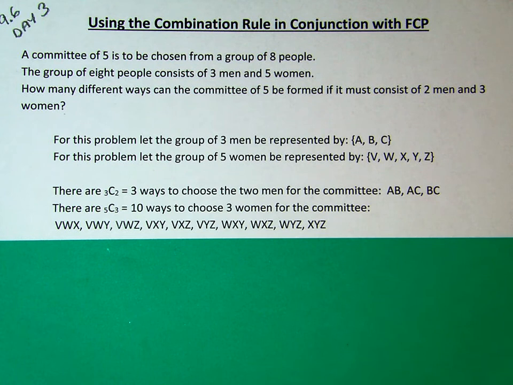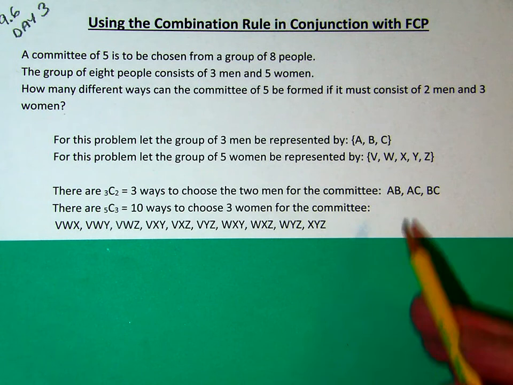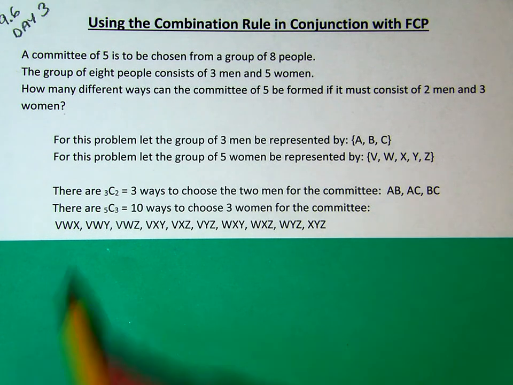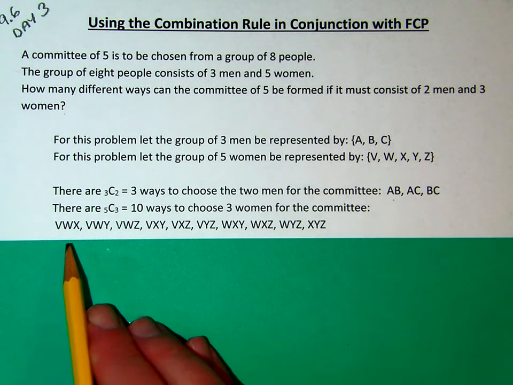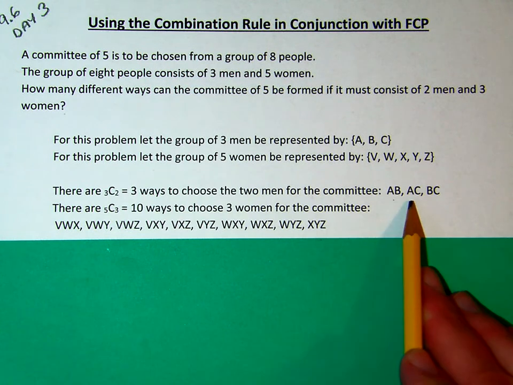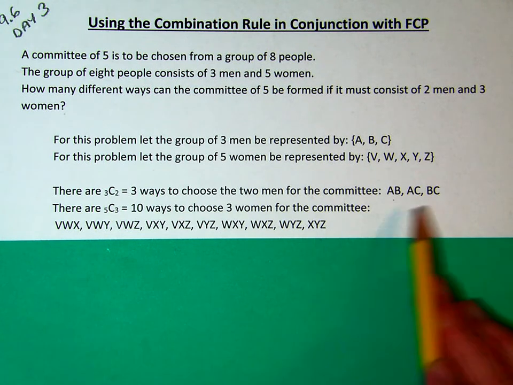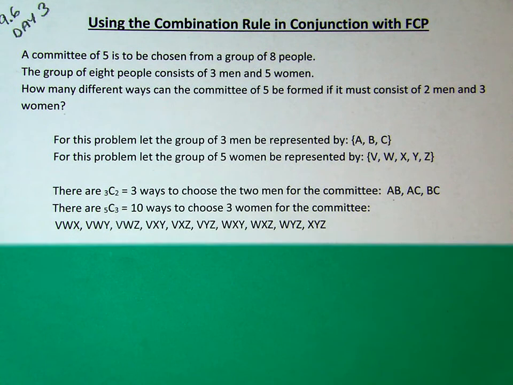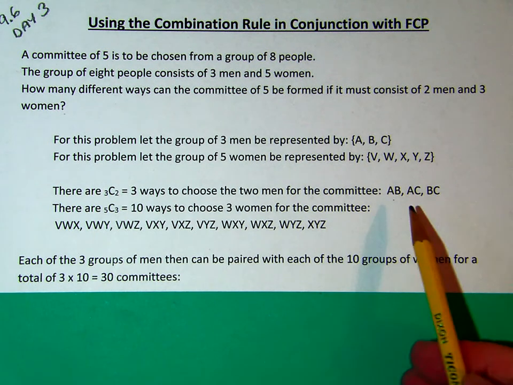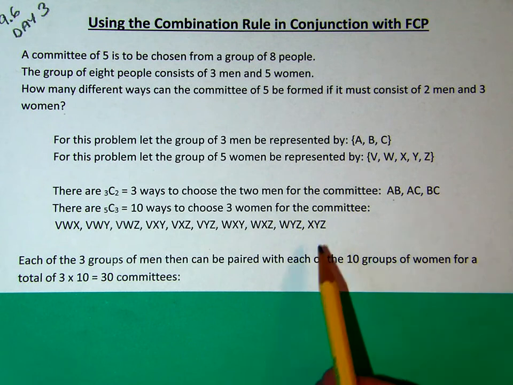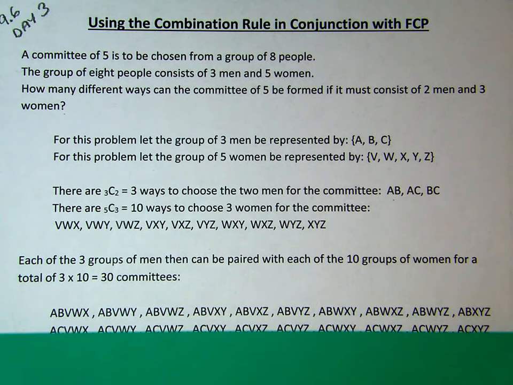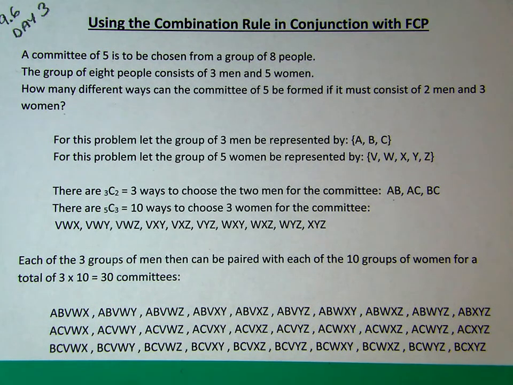Now we need to make one big group, a committee that consists of the 2 men with the 3 women. So AB could be paired up with any one of these. AC could be paired up with any one of these. BC could be paired up with any one of these. So the 3 groups of the men with the 10 groups of the women would make it 30 total committees. Not that I'm going to read all these off to you, but those are the 30 different committees that are possible.